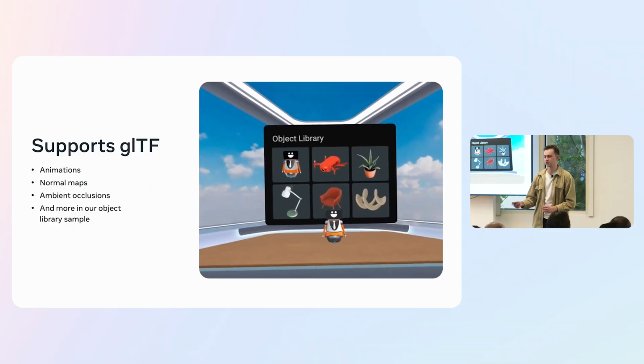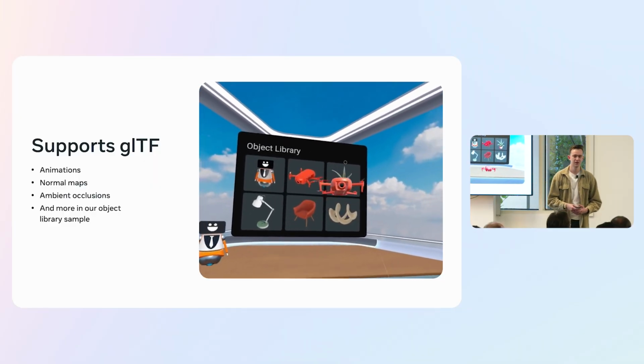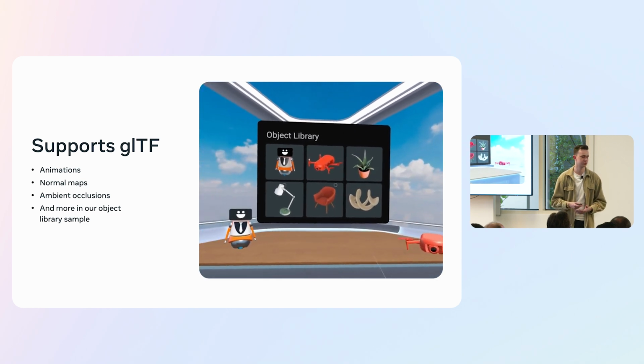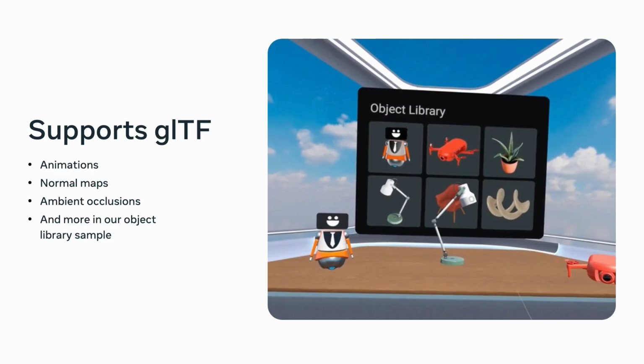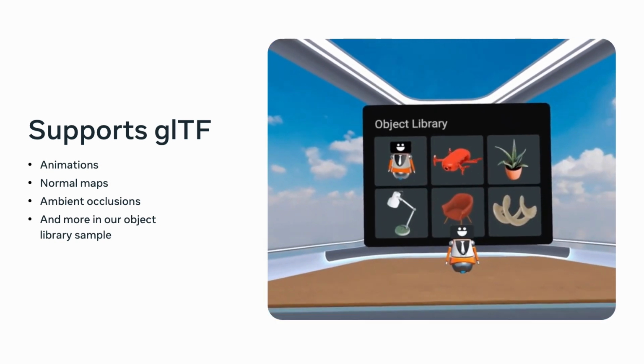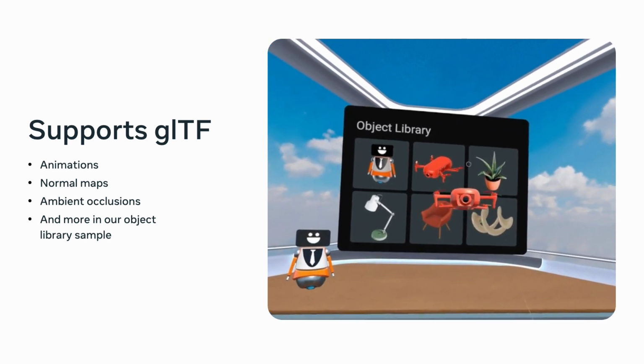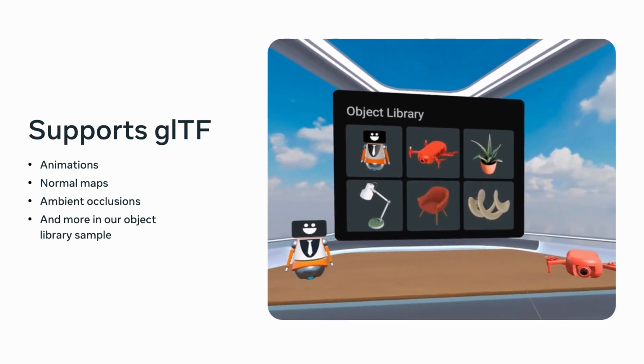As you build your spatial experiences, you will want to add 3D graphics to your application. Let's take a look at this object library sample that shows off some of these models. The Meta Spatial SDK supports the GLTF model format, which is an industry standard 3D model format that is often referred to as the JPEG of 3D.